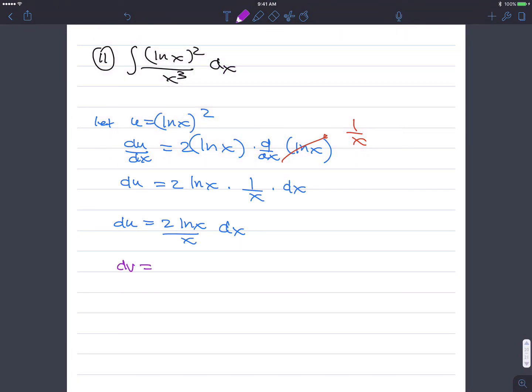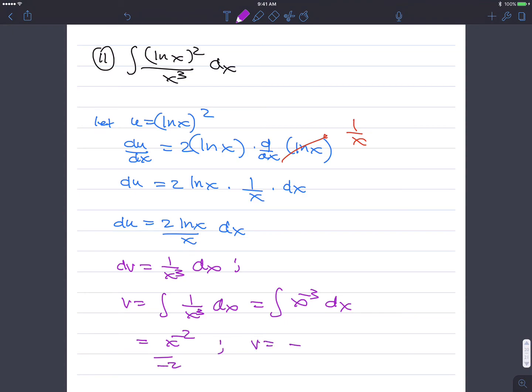That means dv has to be 1 over x cubed dx, which means v is going to be the antiderivative of 1 over x cubed dx. Let's be careful. V, antiderivative of 1 over x cubed dx, which is the antiderivative of x to the minus third power dx, x to the minus 2 over negative 2. V will be negative 1 over 2x squared. Here's my v.